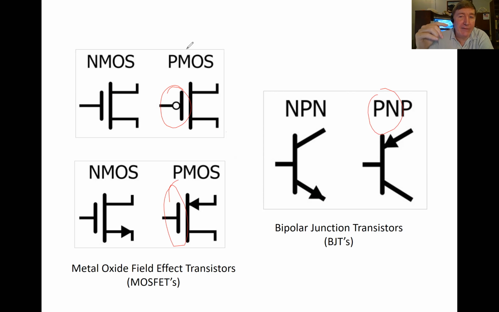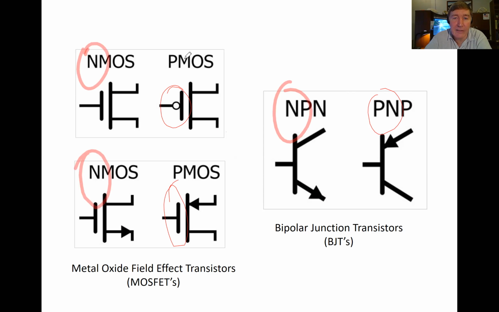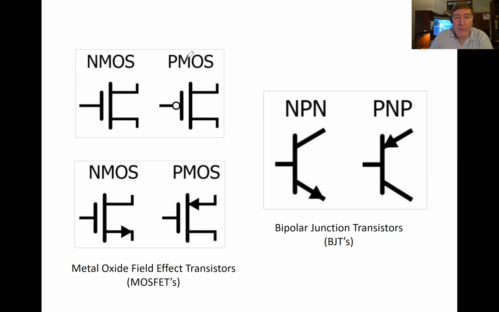And if, on the other hand, it takes a positive voltage in order to turn it on, then a positive voltage means that it's a transistor that starts with the letter N. Okay, so be aware of that.